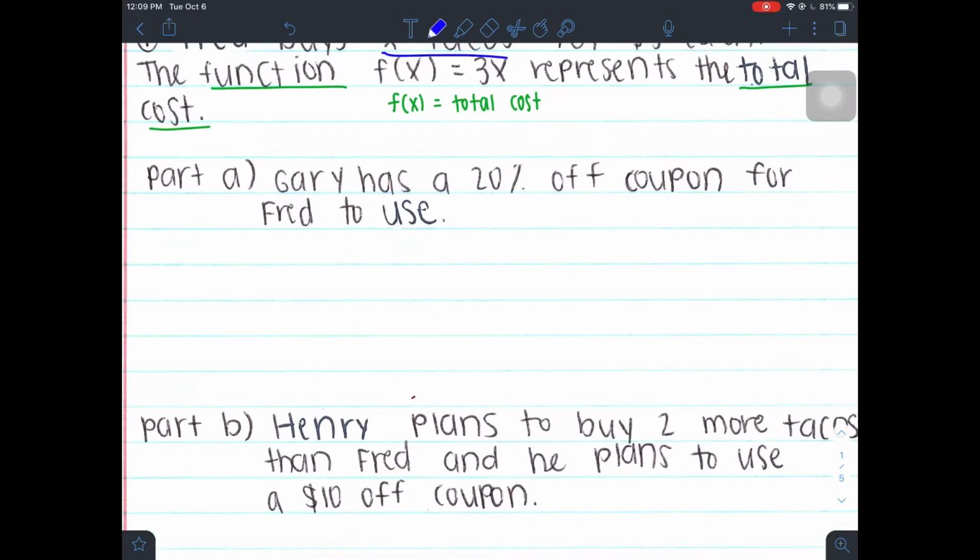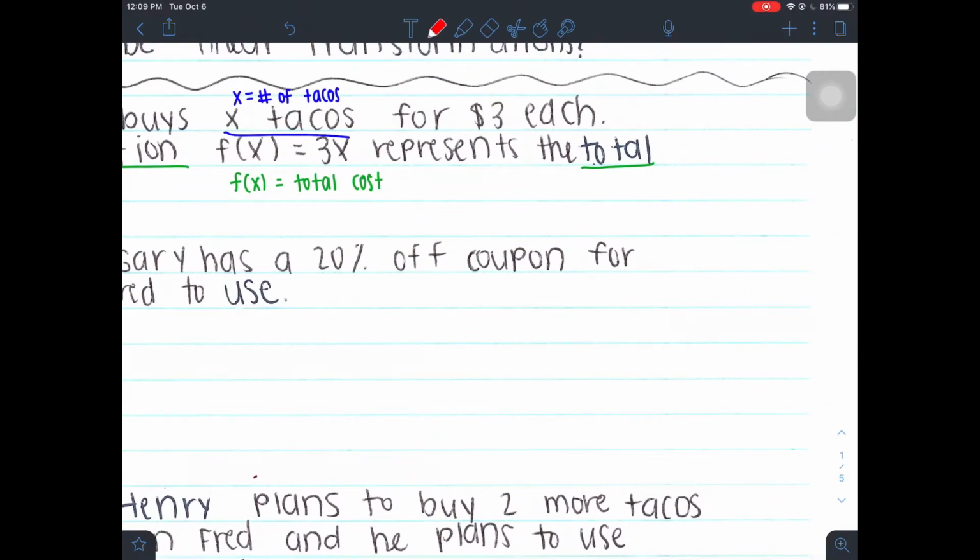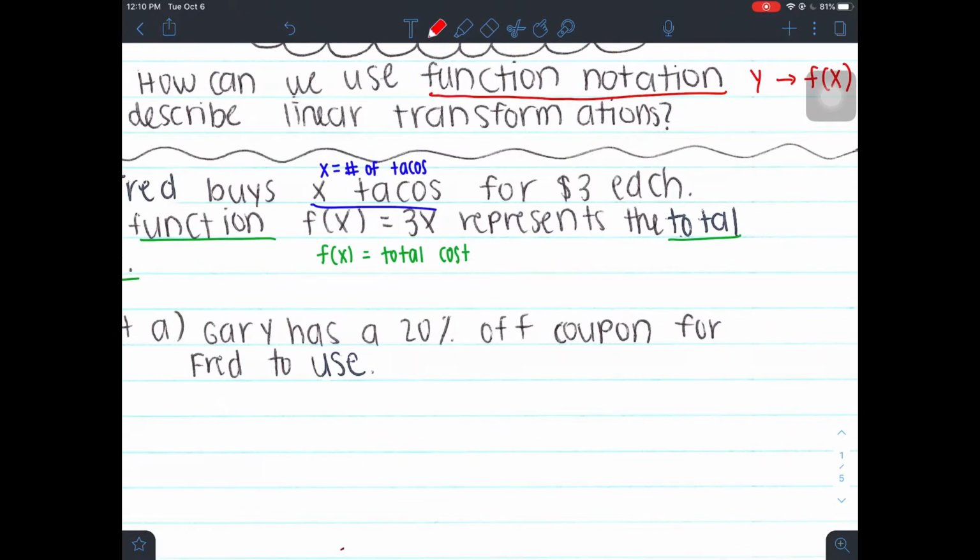It's a big problem. All right, so first problem we have is Gary. Gary has a 20% off coupon for Fred to use. Now in each situation, someone is going to come in and have either a free taco, free coupon, whatever it may be. So something's going to happen. And we're writing transformations this time. The day before we did graphing transformations. So we were given a transformation and they wanted us to graph it. So we showed that a line can move or be transformed based on that transformation.